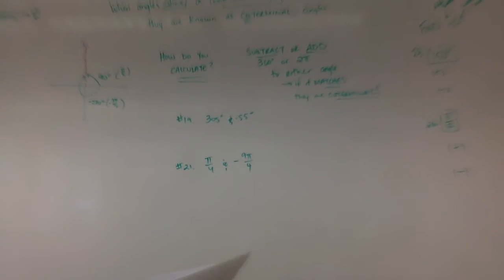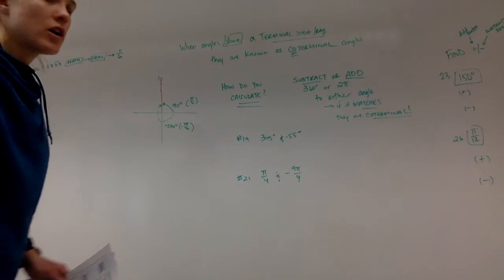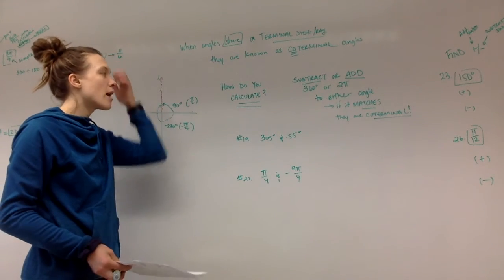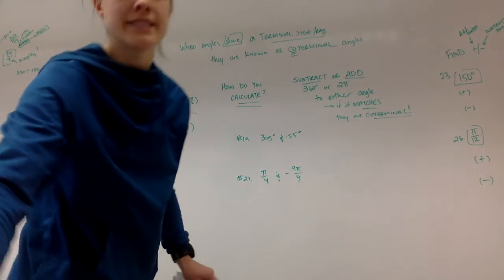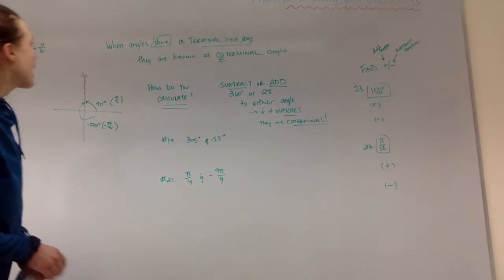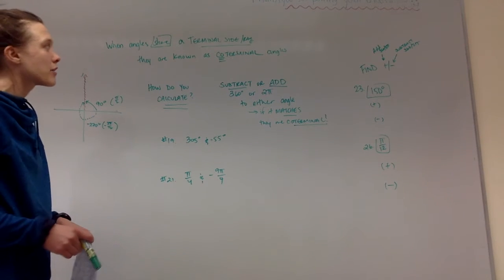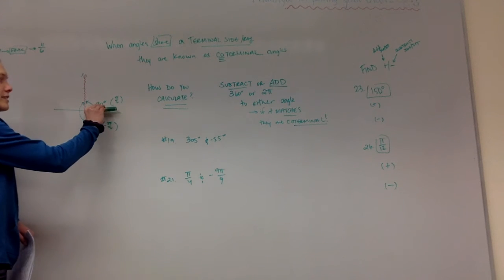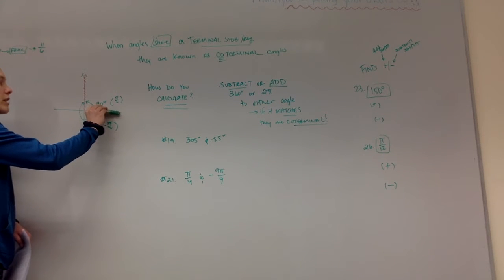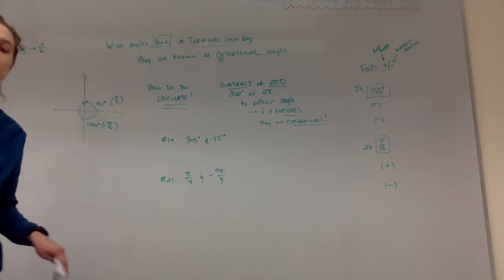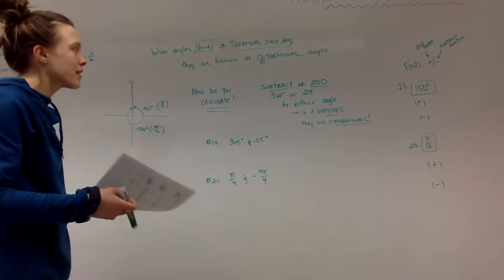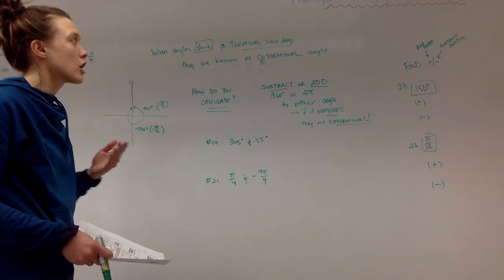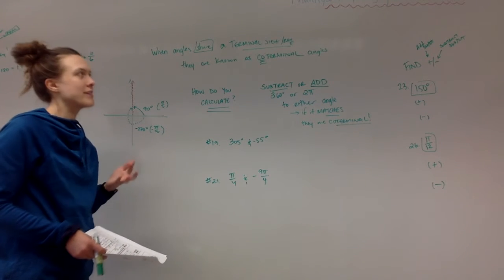So the last thing we're going to learn about are coterminal angles. We started this topic by talking about initial rays and terminal rays. When angles share a terminal side, or terminal ray, remember that the positive x-axis acts as our initial ray. When two angles share their terminal side, they're known as coterminal angles. Co meaning shared, like co-parenting, co-existing.